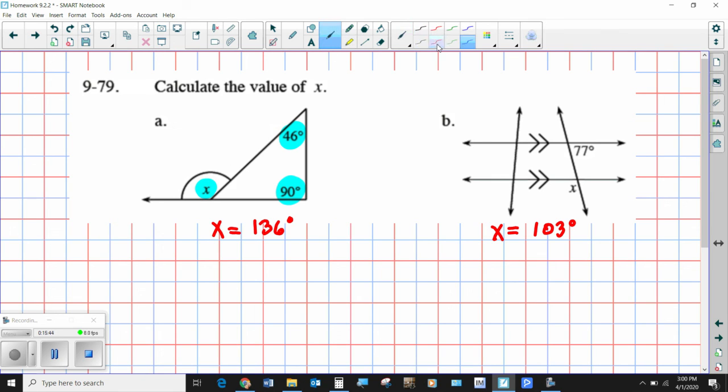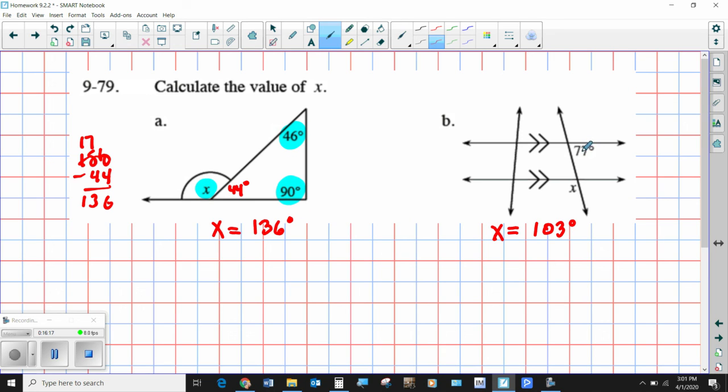And let me prove it to you. If that's 90 and that's 46, this one has to be 44 degrees because of triangle sum theorem. These two together add up to 90, plus 90 is 180. Angle X, this angle is supplementary to this one. So 180 minus 44 is going to give us 136. There we go. So the shortcut is just add the remote interior angles.